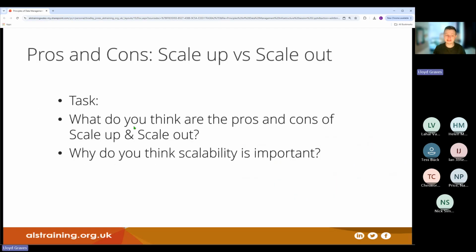Some of the pros and cons. I got this in as a task, but like I do with all the tasks, I'll give you a couple of minutes to have a think about it. If you want to come off the mic and have a chat about it, or give an answer in the chat, I always welcome that. But if you just want to have a little think about it yourself, you're welcome to do that as well. Tell me what you think the pros and cons of each are, and I'll go through it afterwards if nobody wants to.